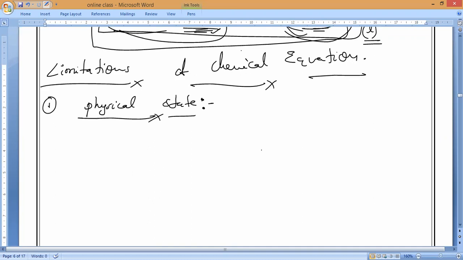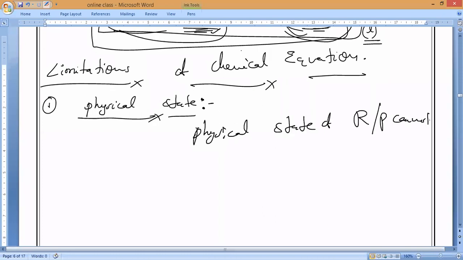First one is regarding physical state. Understand? Please write: physical state of reactants and products cannot be known. That is the first thing.